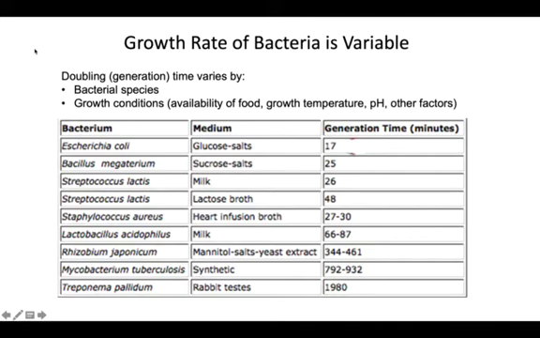So the bacterial species, if you see here, the first one is Escherichia coli, and it has a wonderful medium that it just loves with glucose and salts. And if you've got a good temperature, you've got that food there, it will double in 17 minutes. Or the generation time is 17 minutes to produce a new generation. And if you go down there, you'll see it really depends upon the type of bacteria and their nutrients, if they've been met, as to how long it takes for them to double or create a new generation.